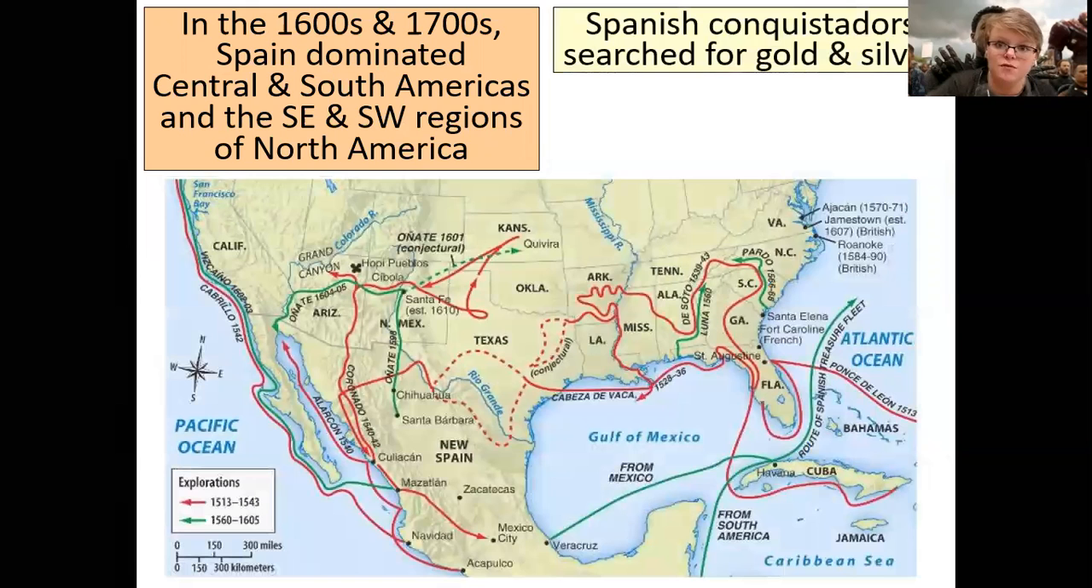Spanish conquistadors searched for gold and silver. They searched for gold and silver everywhere. They were successful in some areas of Spain, in some areas of California. I think a few areas in South Carolina and Georgia as well, but they didn't have as much luck as they did in the areas of Mexico and Central America.